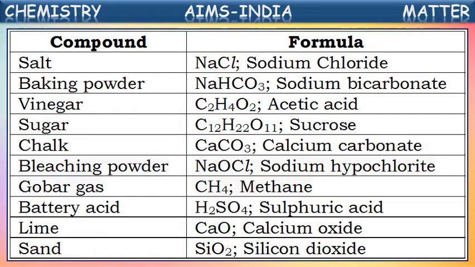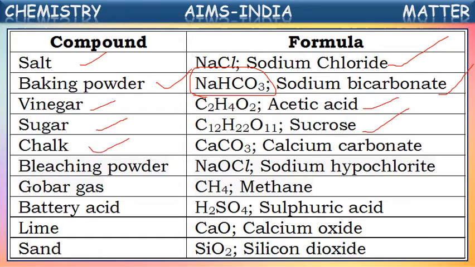Here we have some of the compounds and their formulas. Let us see salt, NaCl. This is what we call sodium chloride. Baking powder. While cooking cakes, we use this baking powder. Its molecular formula is NaHCO3. We can also call it sodium bicarbonate. Vinegar. Vinegar is generally used in the kitchen. Its general molecular formula is C2H4O2. Acetic acid is its other name. Sugar. Sugar is C12H22O11. Its other name is sucrose.